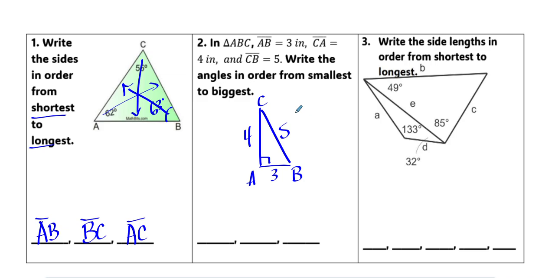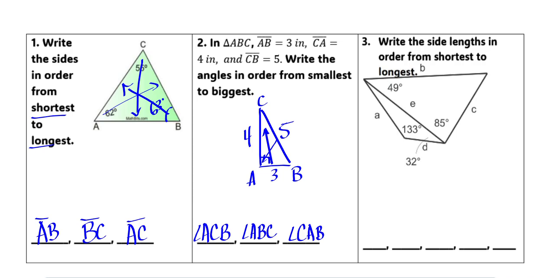So we're trying to write these angles in order from smallest to biggest. Well, the one that's across from the biggest side is going to be the biggest angle. So let's say that's angle CAB. That's the right angle. It's got to be the biggest in a triangle. This is our shortest side, so across from that is going to be our smallest angle, angle ACB. And then this angle has to be our middle one, angle ABC.